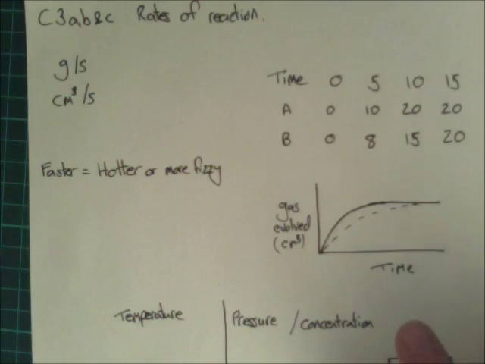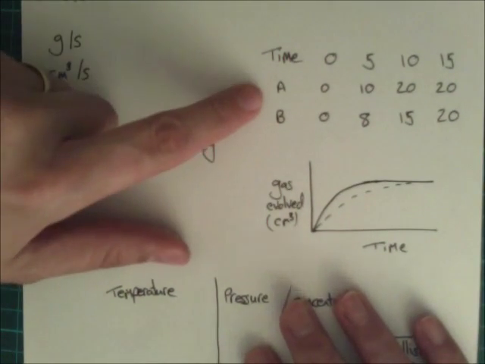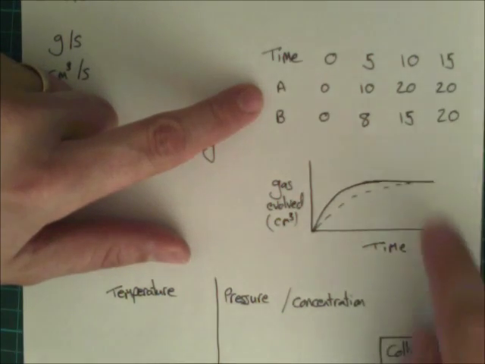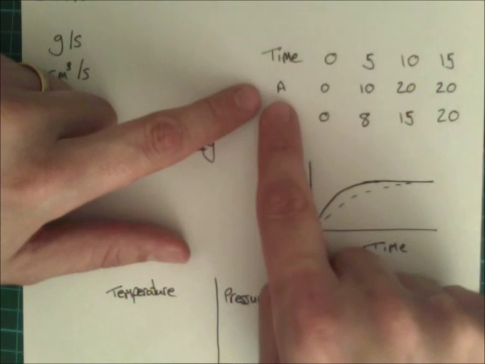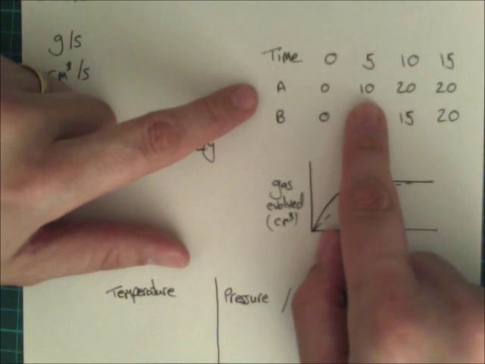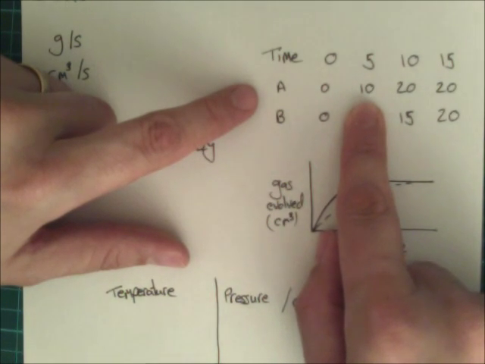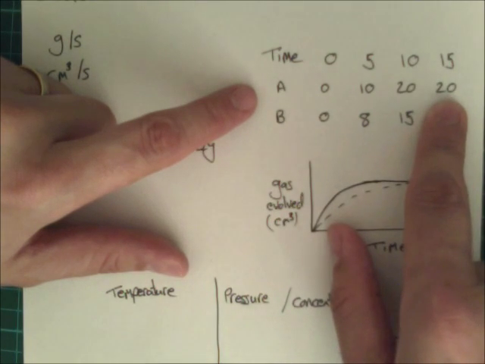C3, A, B and C rates of reaction. Here we've got a table of values for two experiments, and we've got the time at 0 seconds, 5, 10, 15. Experiment A, we start off with 0 centimeters cubed of gas given off. Then after 5 seconds there was 10 centimeters cubed. After 10 seconds we got 20, and it stayed at 20.